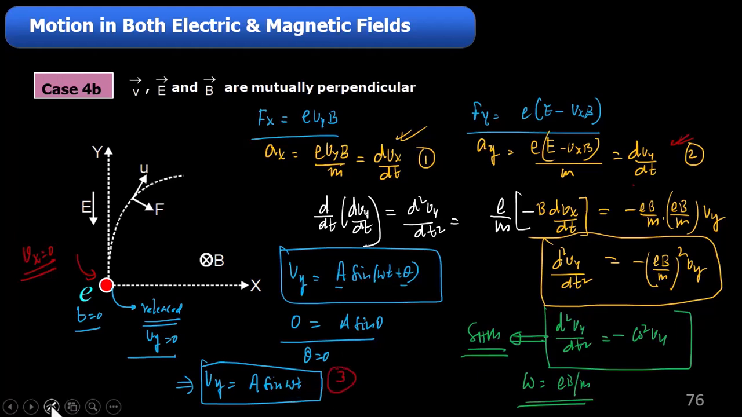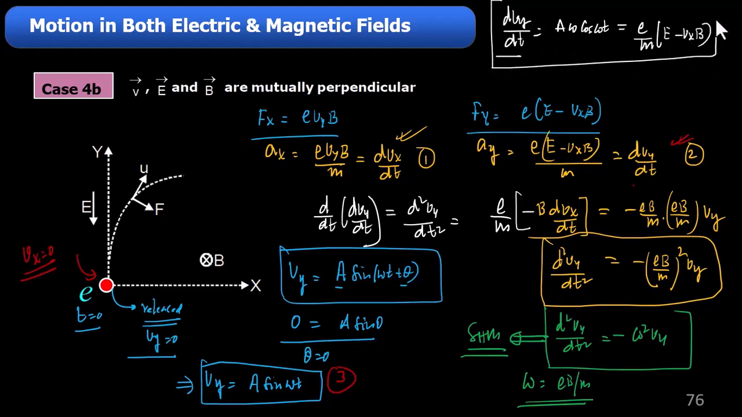If I differentiate equation number 3, I get dVy/dt equal to A omega into cos of omega t. That should be equal to, if I equate with equation number 2, E by M into capital E minus Vx into B. So I differentiate this dVy/dt and equate with equation number 2.